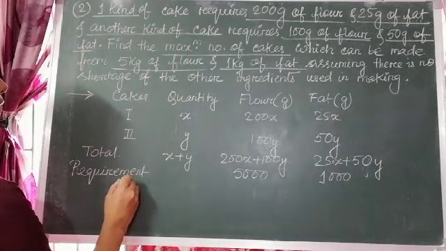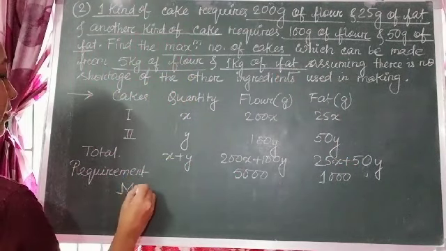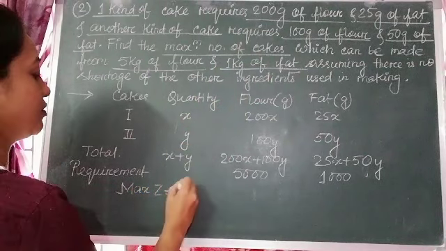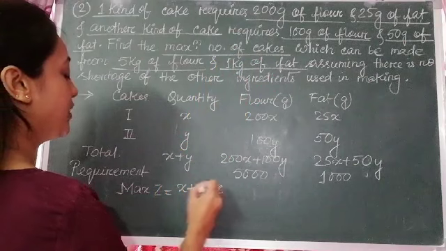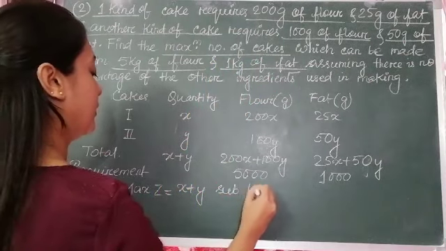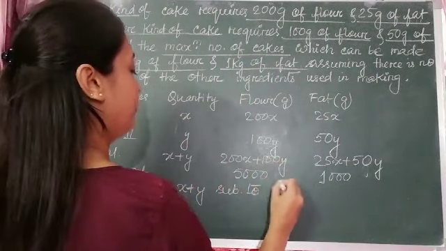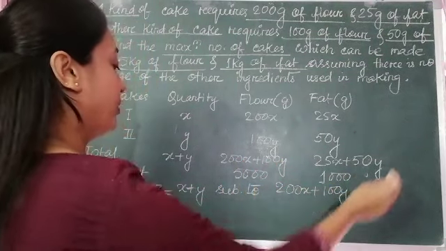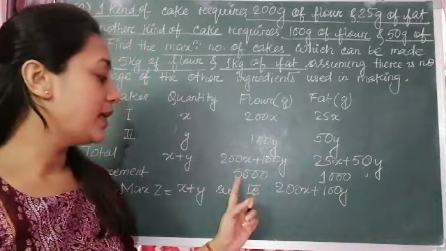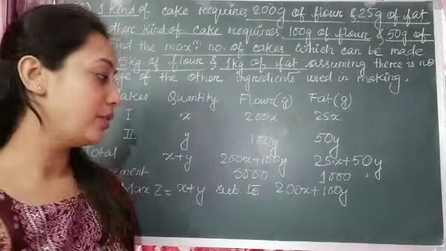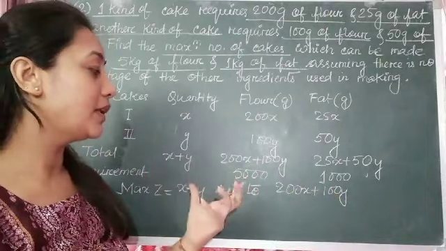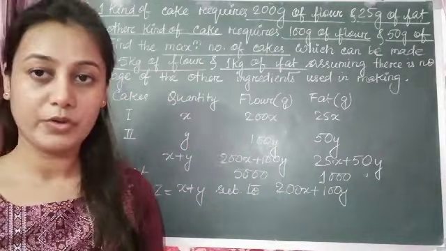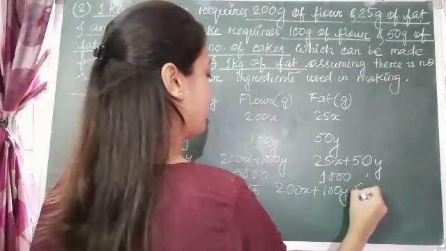So your objective function will be maximum of z equals how much? Total number of cakes, that is x plus y, subject to the constraints. The constraints are 200x plus 100y. Now what will you write? Will you write less than equals to 5000 or greater than equals to 5000? See, you have to make the cakes with the help of 5 kg flour only. It cannot exceed. Okay. So it will be less than equals to 5000.